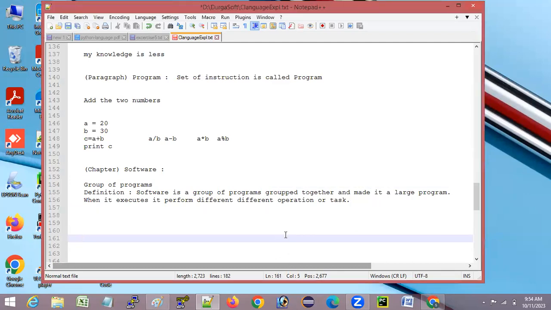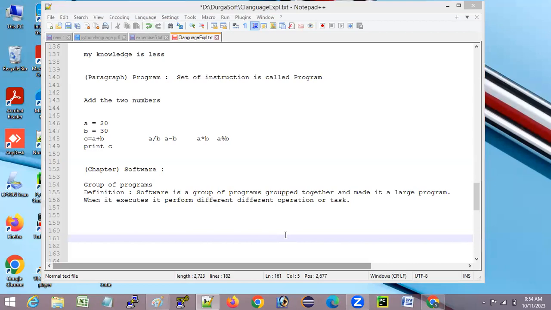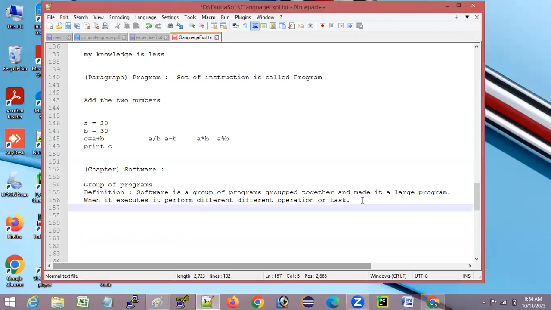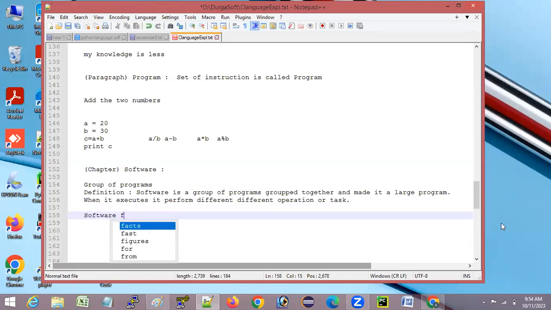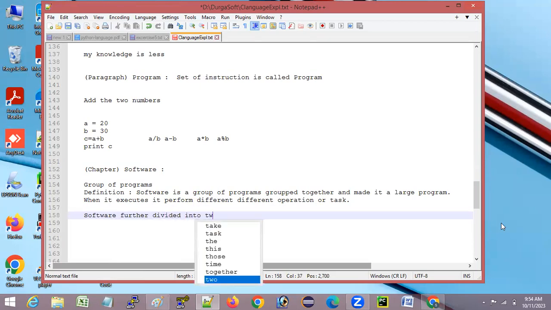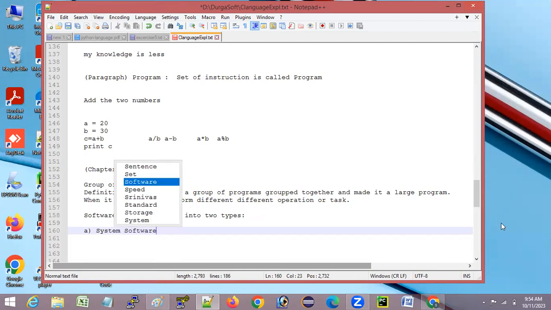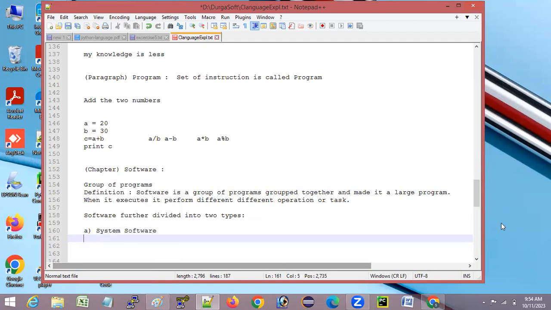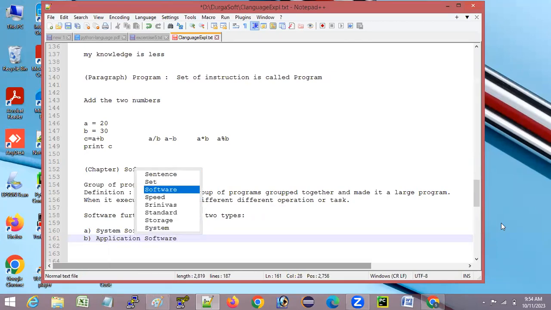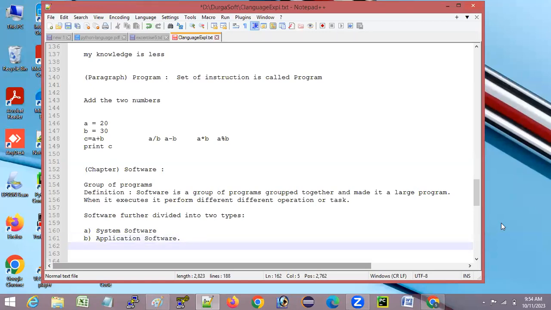So this is our software. Software is further divided into two types. The first one is called system software, and the second one is called application software. What is system software and what is meant by application software?